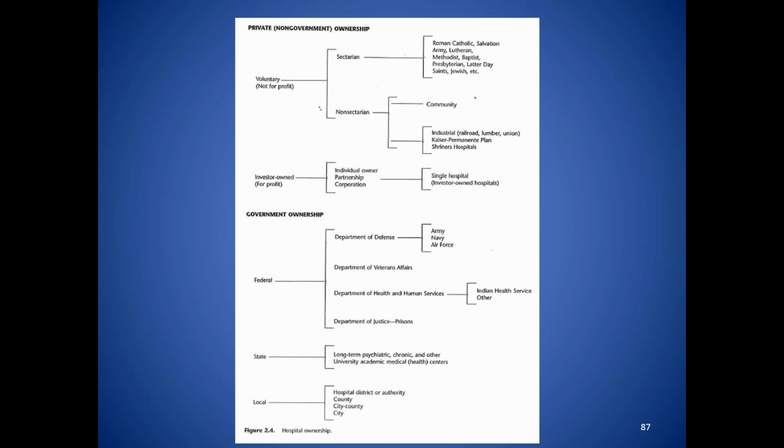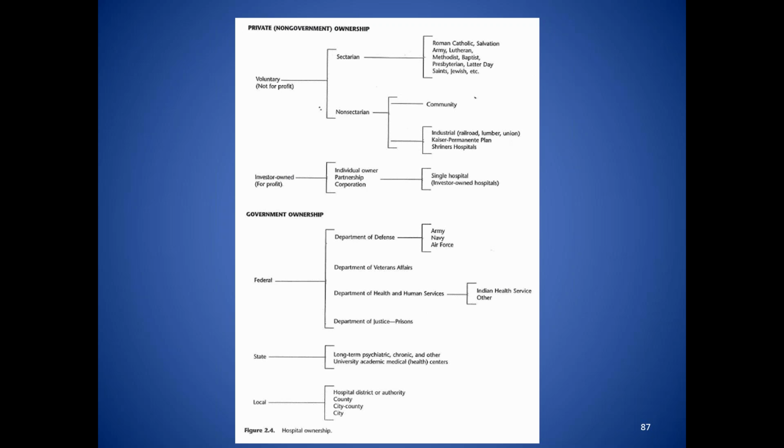At the federal level, we certainly think about the branches of the military through the Department of Defense, the Veterans Administration hospitals, the Department of Health and Human Services offering services through agencies such as the Indian Health Service. The Department of Justice provides health care through the Bureau of Prisons. State level, I think the majority of inpatient facilities tend to be in these two categories.